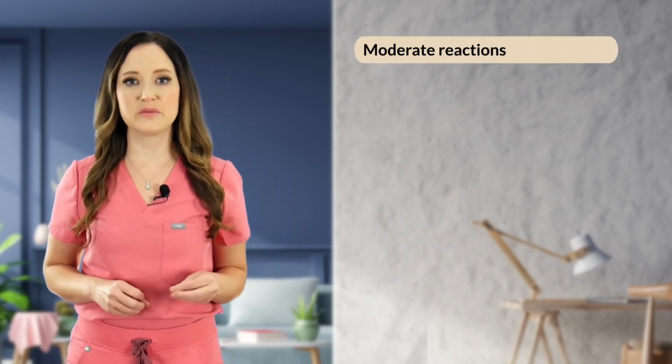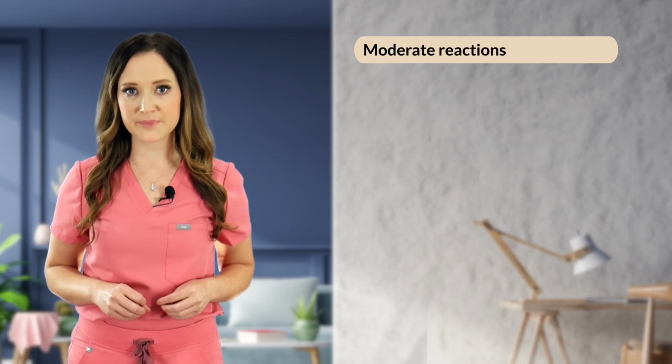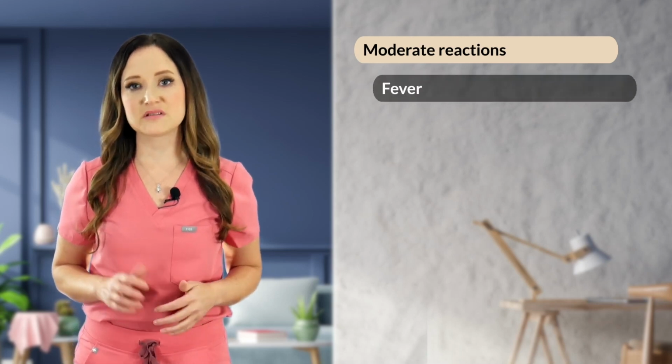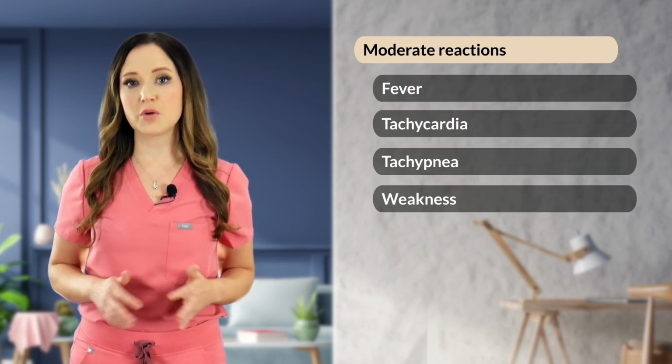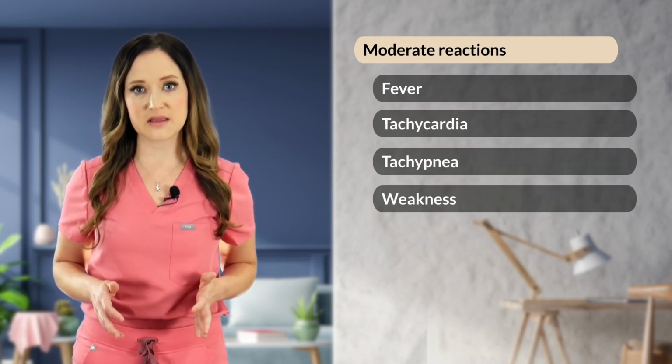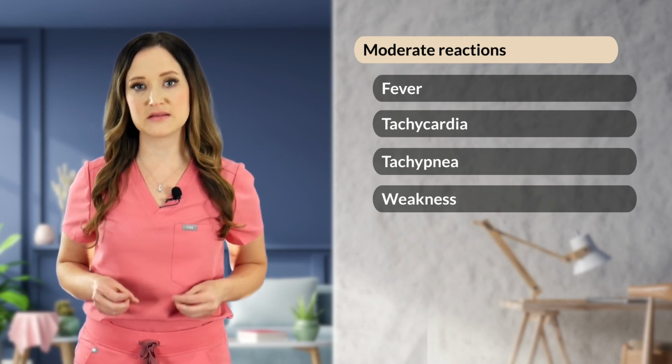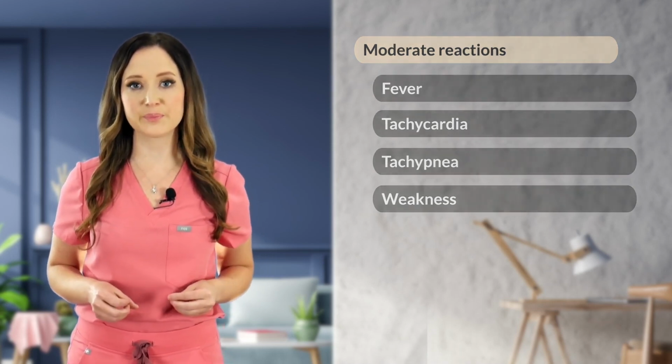Moderate reactions can be both hemolytic and non-hemolytic. They can include fever, tachycardia, tachypnea, and weakness. You don't necessarily have histamine release, and therefore diphenhydramine and antihistamines are unlikely to help. Glucocorticoids are unlikely to help acutely, but could prevent a delayed reaction from occurring. So we've talked about mild and moderate transfusion reactions.